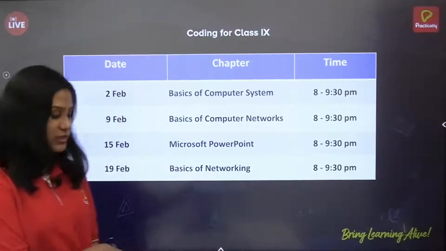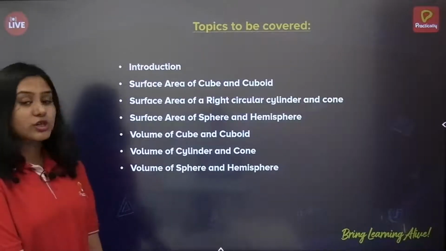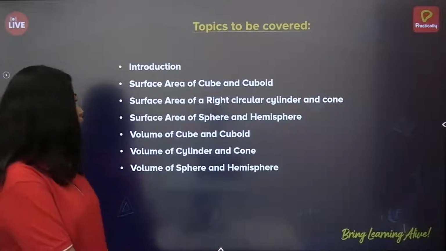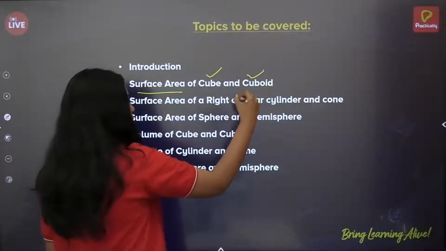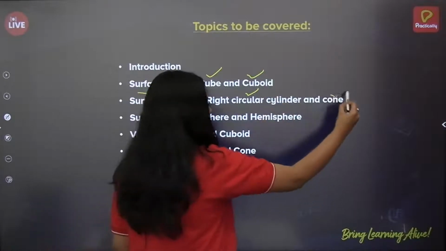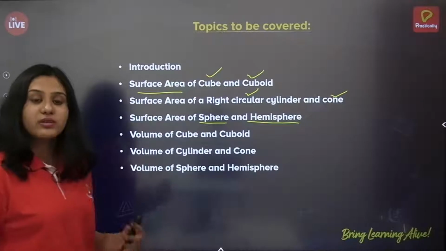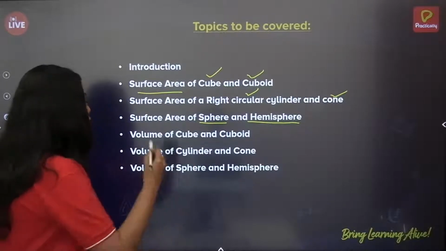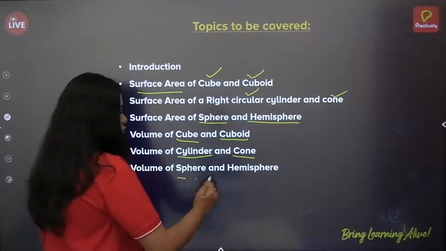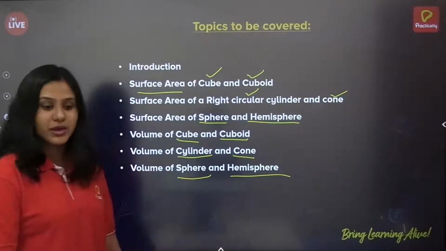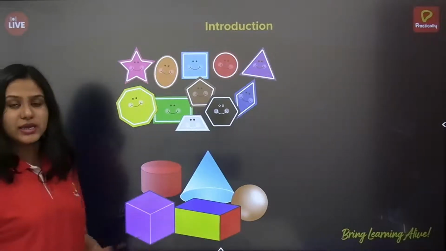Okay, so let's begin. What are we going to study today? We will be seeing the introduction of the topic of surface area and volume. We will be studying the surface area of cube, cuboid, right circular cylinder, right circular cone, sphere, hemisphere. And also we will be seeing the volumes of the same: volume of cube, cuboid, volume of cylinder, cone, volume of sphere and hemisphere.